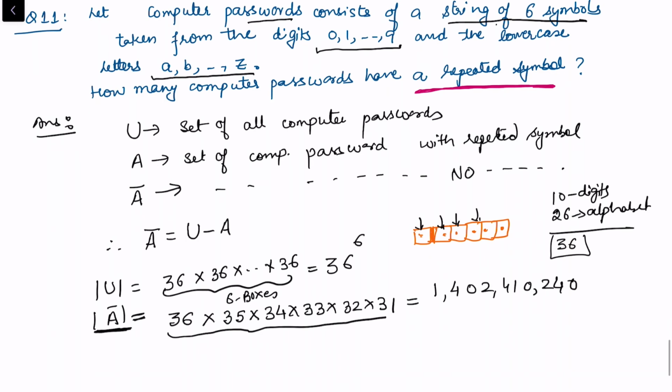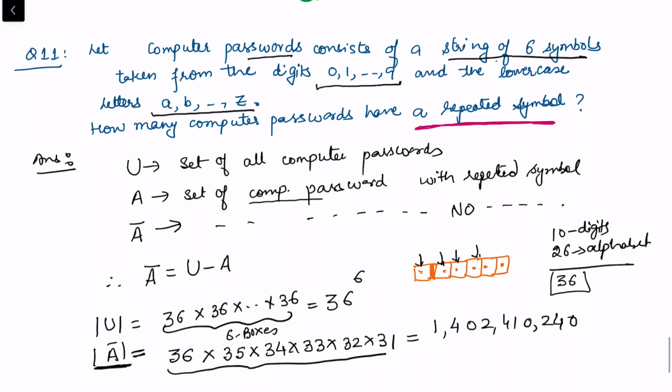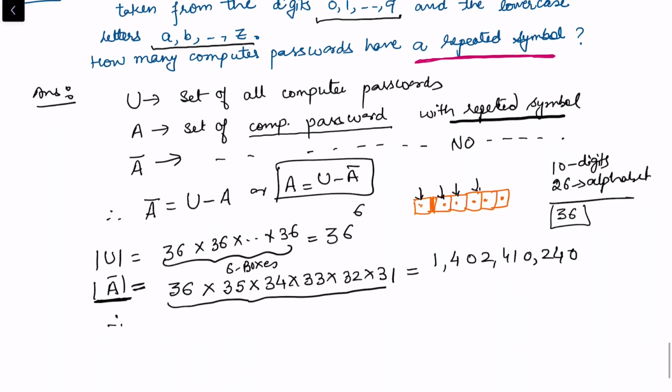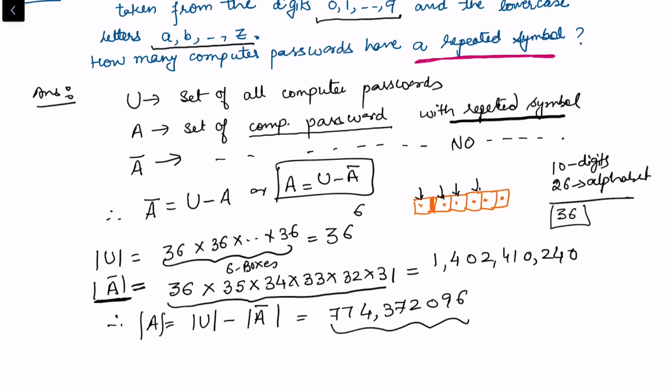This will give me the quantity 14024102440. And to know how many computer passwords there are with repeated symbols, we use A as U minus A bar. So I'll rewrite this formula in this format. Here we can calculate A, that is the cardinality of the set A is the cardinality of the set U minus the cardinality of the set A bar. From here we can calculate the number of ways in which we can write the computer password with repeated symbols.